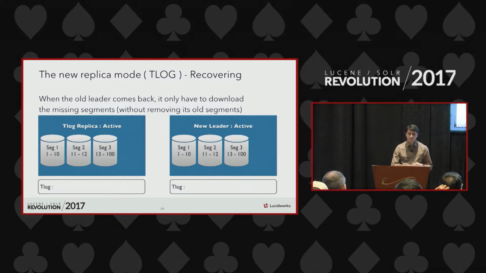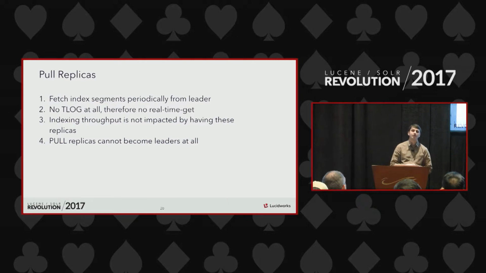The third kind of replica type is what we call the pull replica type. The pull replica type is even simpler. It does not have a transaction log. It does not write to its local index. All it does is periodically go to the master and say, hey, what are the new segments since I last talked to you? Give them all to me. So it's like plain and simple master-slave replication, no T-logs, nothing.